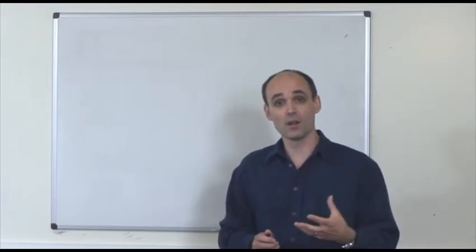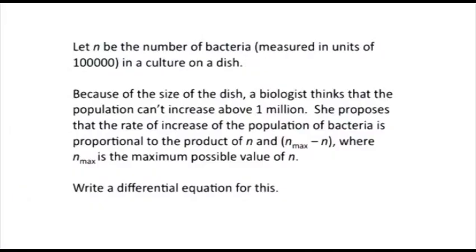So the first example is this, and the question says, let n be the number of bacteria, measured in units of 100,000, in a culture on a dish. Because of the size of a dish, a biologist thinks that the population can't increase above 1 million. So she proposes that the rate of increase of the population of bacteria is proportional to the product of n and n max minus n, where n max is the maximum possible value of n. And we're asked to write a differential equation for this.